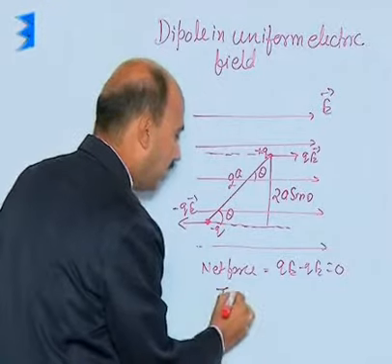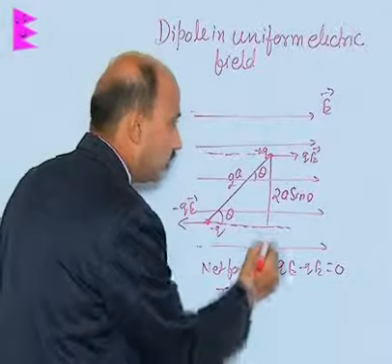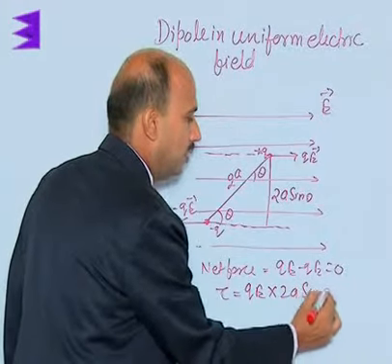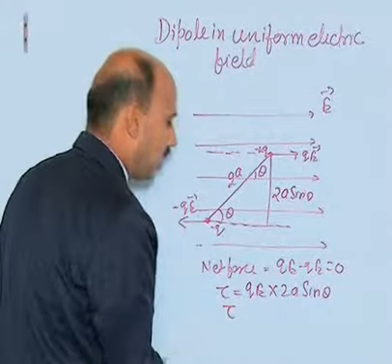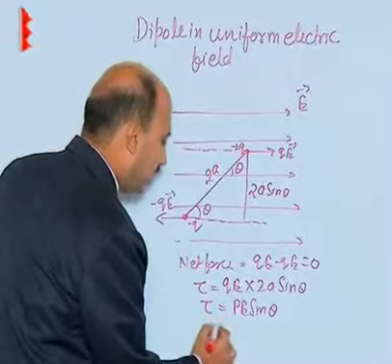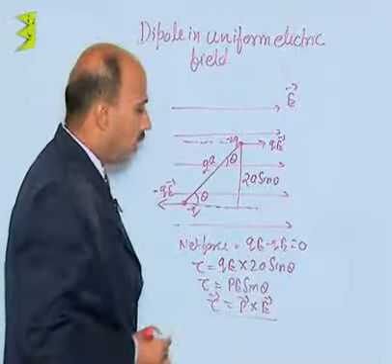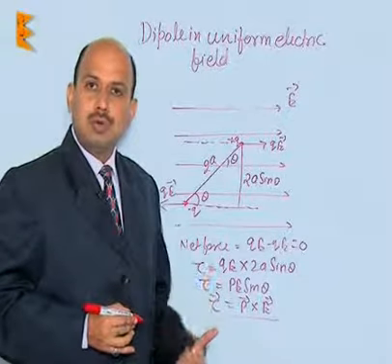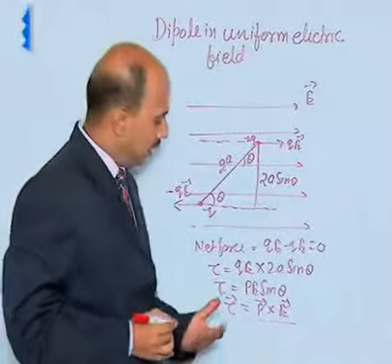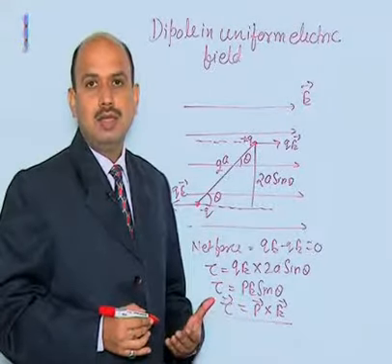So the torque can be written as the magnitude of either force into the perpendicular distance. The magnitude of either force is QE and the perpendicular distance is 2A sin theta. So we can also write torque tau is equal to PE sin theta. Or we can write torque is equal to vector P cross vector E. So the torque is the cross product of the electric dipole moment and the electric field intensity. It means the direction of the torque is perpendicular to both the electric dipole moment and the electric field intensity here.